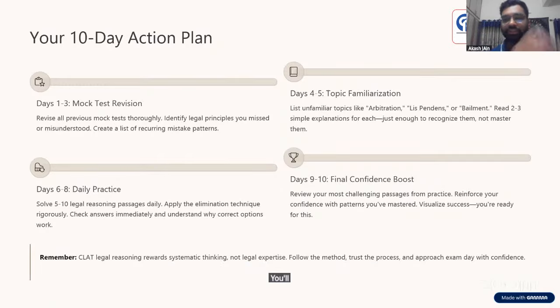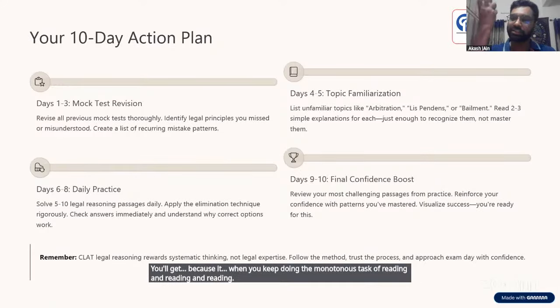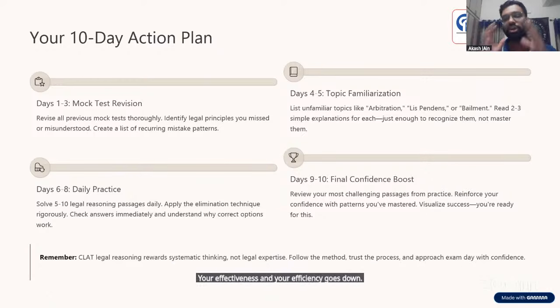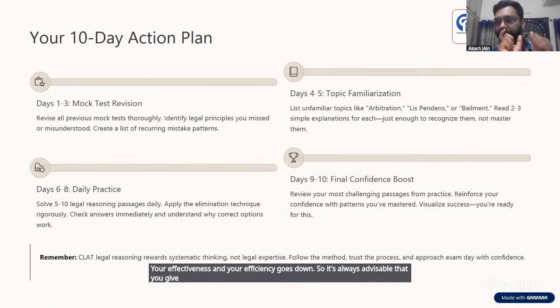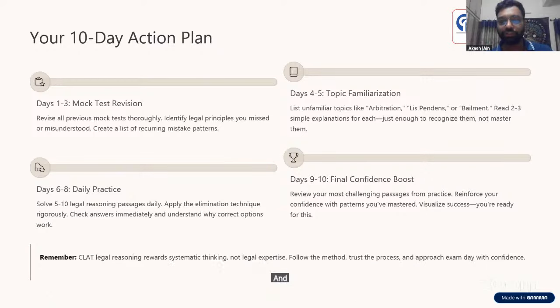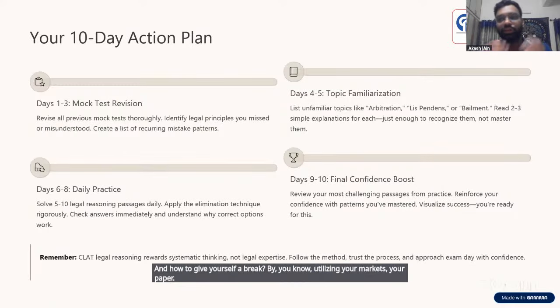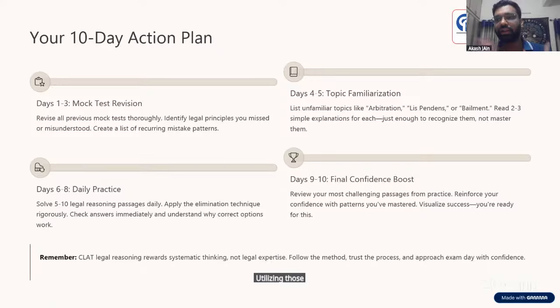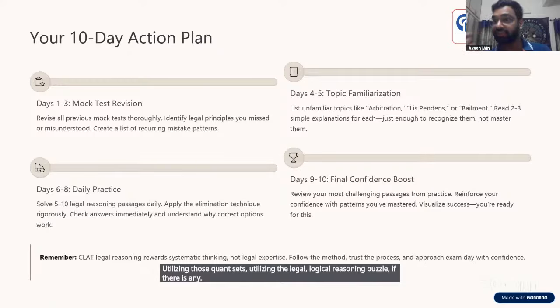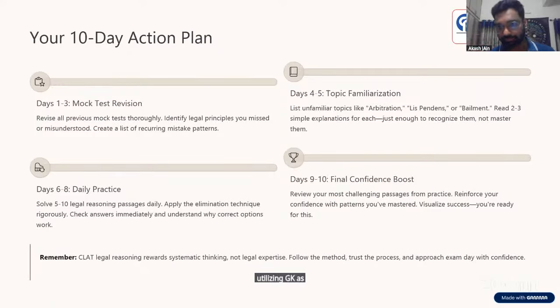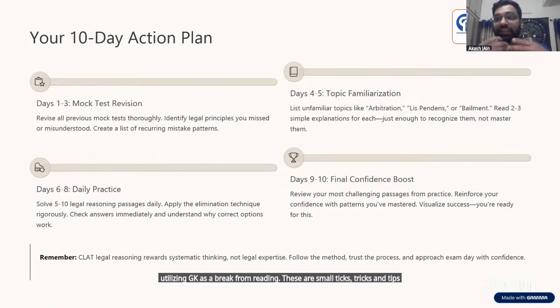so that you get that essential break from reading. When you keep doing the monotonous task of reading and reading and reading, your effectiveness and your efficiency go down. So it's always advisable that you give yourself breaks from reading. And how to give yourself a break? By utilizing your paper, utilizing those quant sets, utilizing the legal logical reasoning puzzle if there is any, utilizing GK as a break from reading. These are small tricks and tips that can help you and keep you motivated throughout the paper.